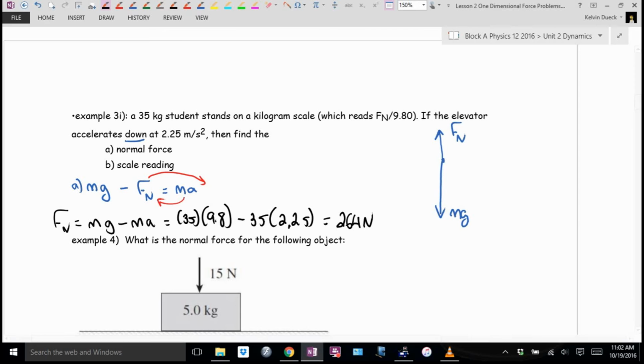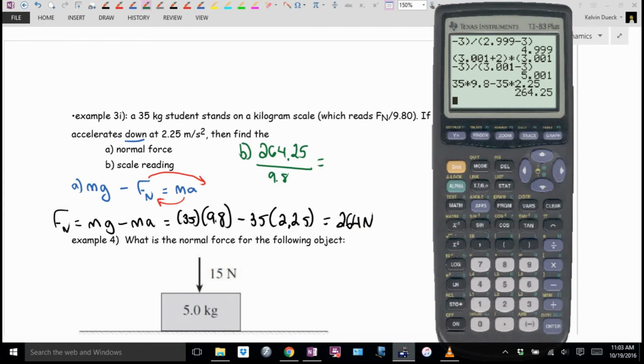What does B want me to find? How can I change newtons to kilograms? Okay. I'll do B up here because I have room. I'm going to take 264. I'll use the 0.25 as well. Divide by 9.8. And this is what Liam experienced or noticed when he was doing the deep knee bends. The scale does move. The reason it moves is because the normal force changes, not because your mass changes. So the scale would say, you know what, 27.0 if I go to 3 sig figs, because the 9 gets rounded up.